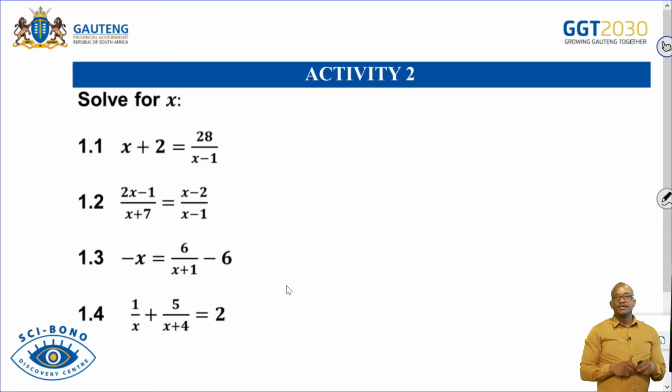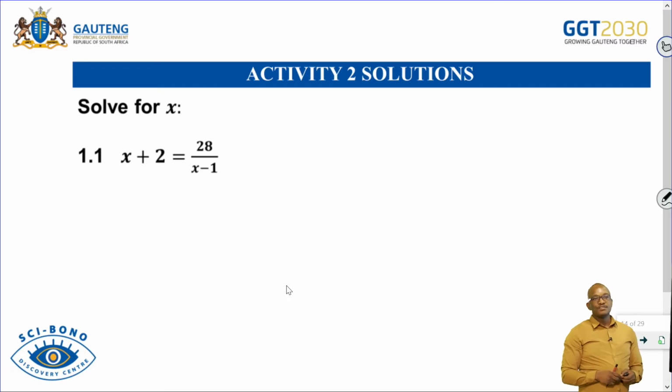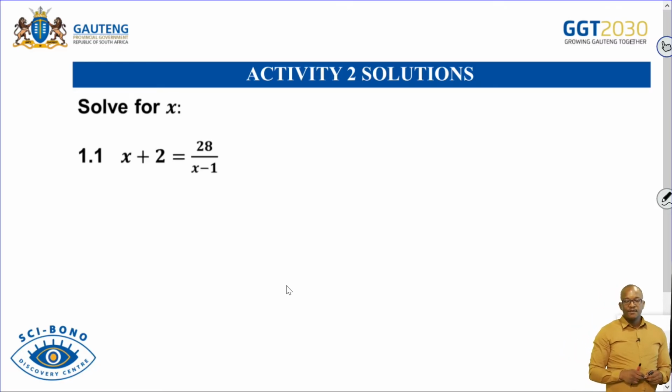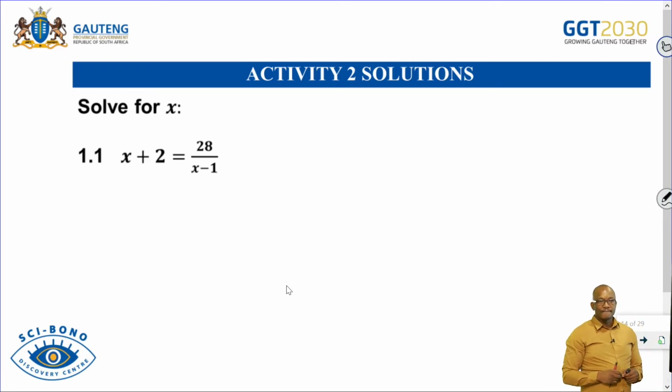Okay, looking into our activity number 2. Activity number 2, good people, we have to solve for x. And you can see that almost all the questions there have fractions. But we know that the technique is to multiply everything by the denominator. Okay, let's look at the first one without any waste of time. We have x plus 2 is equal to 28 over x minus 1. How do we then solve this one?